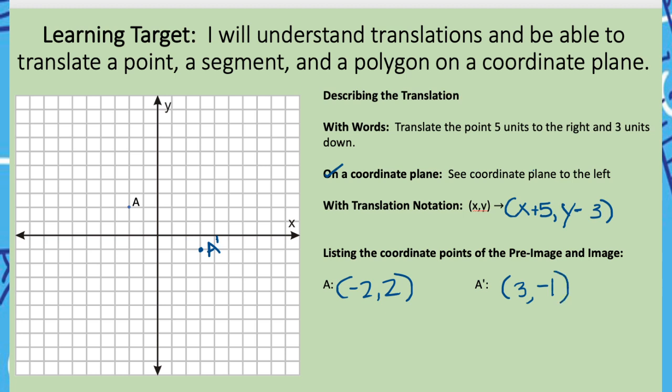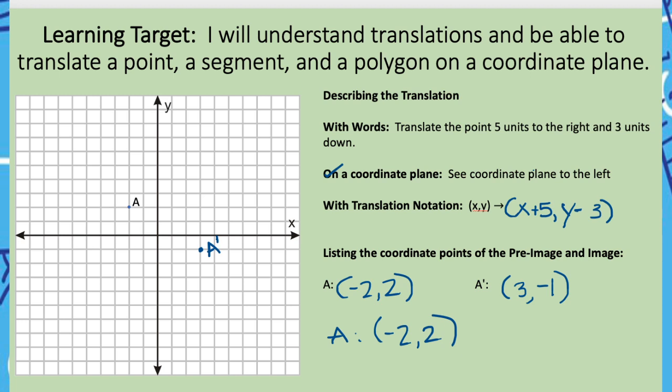I want to show you one other technique that you can use if you're not graphing it. If you're not actually doing the transformation on a coordinate plane, you can use the translation notation to help you figure out the new coordinates. So let me explain what I mean by that. If I know that point A is located at (-2, 2), and I have my translation rule written as x plus 5, y minus 3, I can actually take that information and apply it to these coordinates.